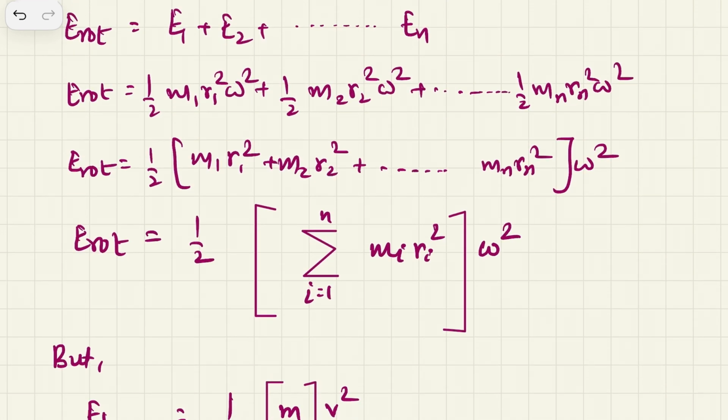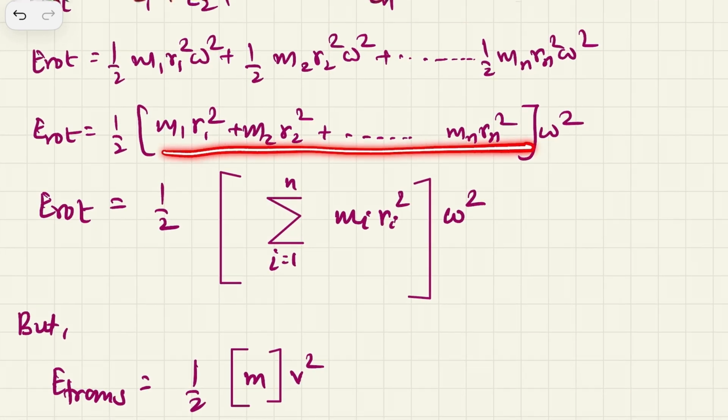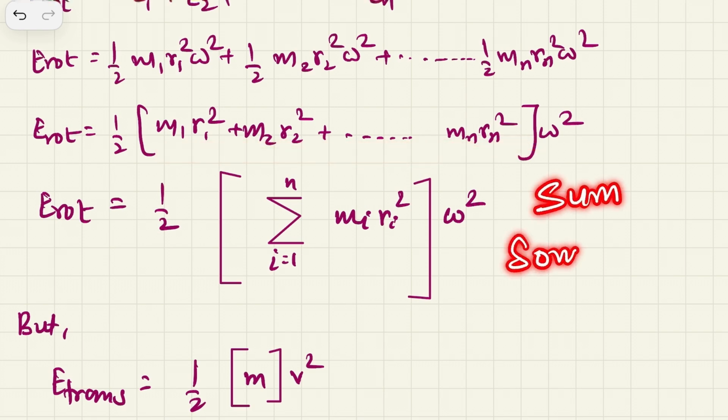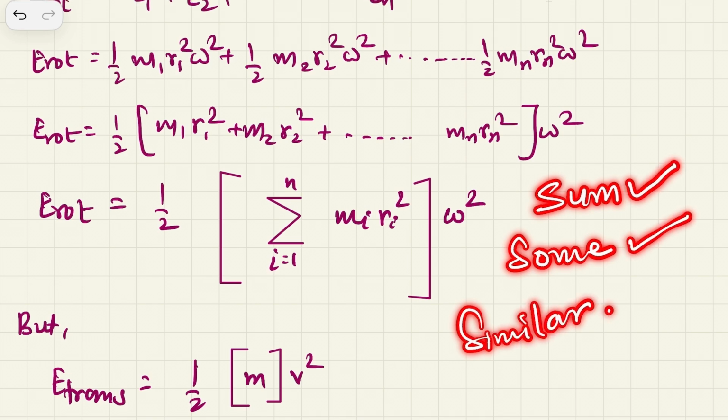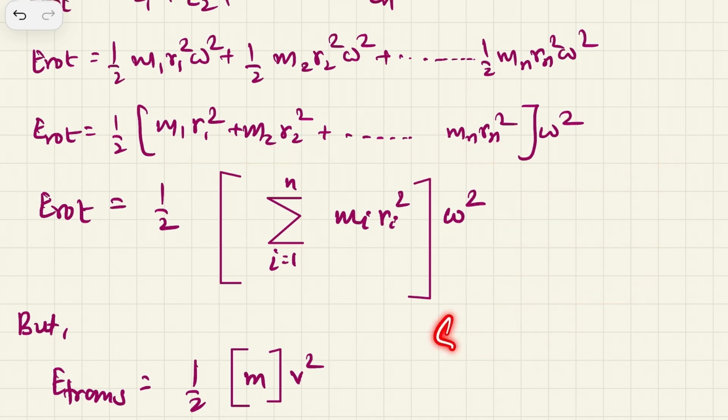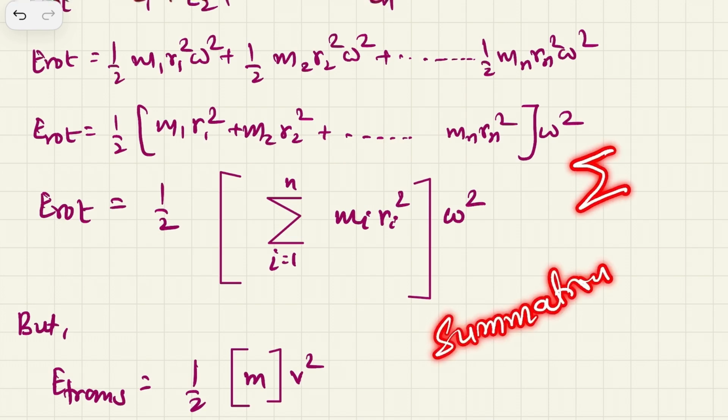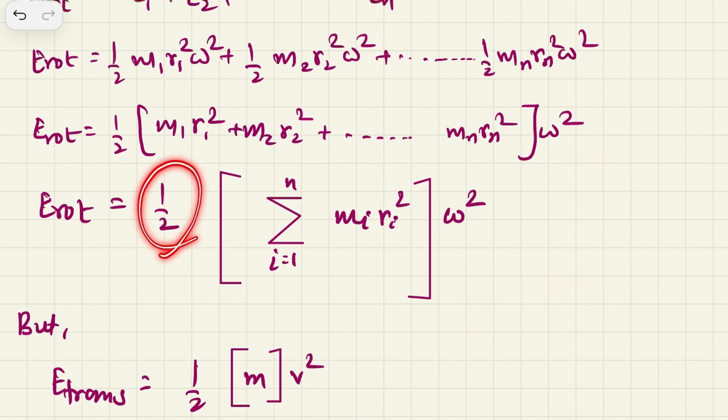Now if you just analyze this term inside the bracket, which I am underlining, it is the sum of similar terms. Sum means addition, and it is similar terms. We can see m r square, and this can be written with the summation sign. So the summation sign is written somewhat like this, and half will remain as it is, omega square as it is, and this bracketed term will be written as summation mi ri square.